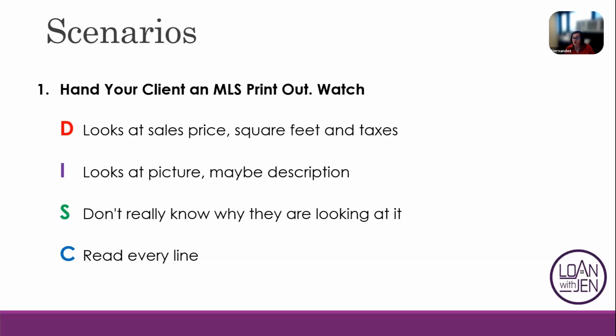The I looks at the picture. Oh my God, the backyard. This living room is so large. Oh my gosh, it's got the big bay windows, that kind of thing. The S's don't really know what they're looking at. They're totally overwhelmed and confused. The process is a lot for them. Like, oh my God, change is about to happen. The C is going to read every single line of the printout. So you can tell by how they're responding to the information whether they're a D, I, S, or C.